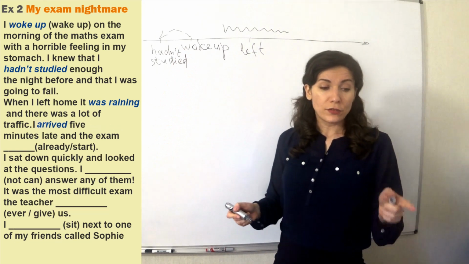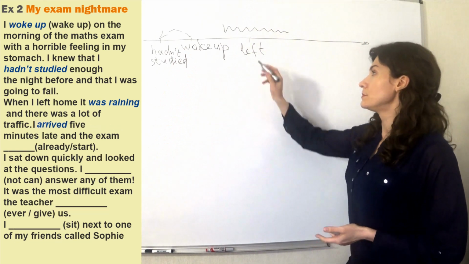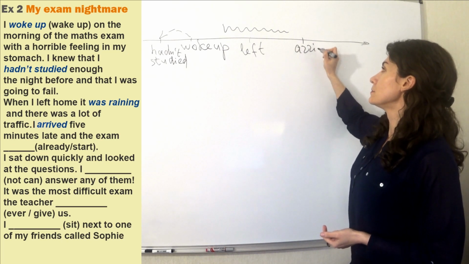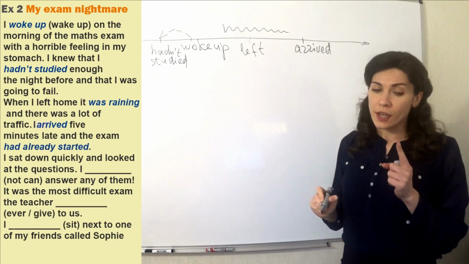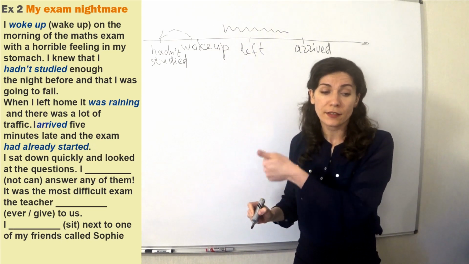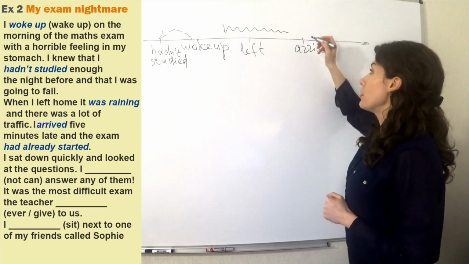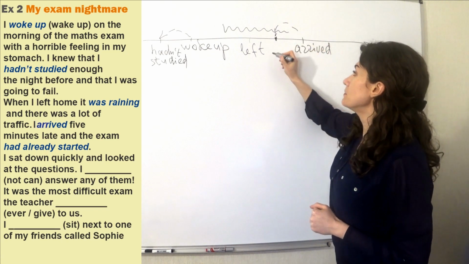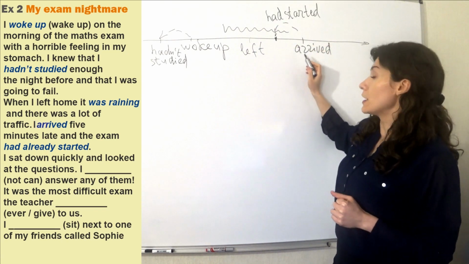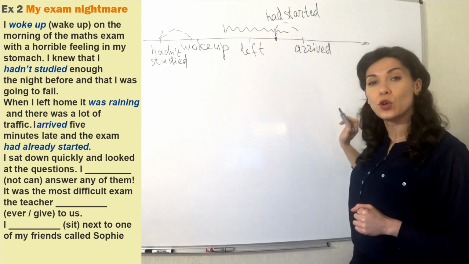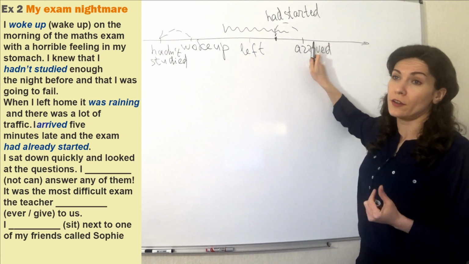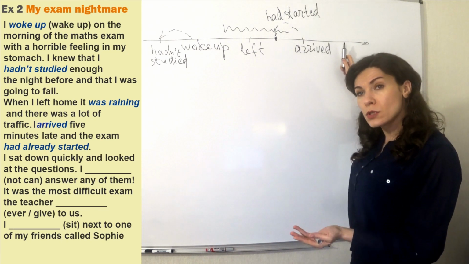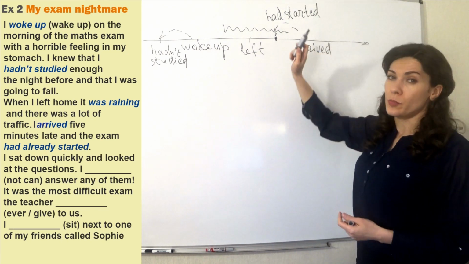I arrived 5 minutes late, and the exam had already started. Right, this is the past perfect. Had already started somewhere here. Well, can I say I arrived and it started? No, because it would mean that first I arrived and then it started, so I wasn't late. If I mean to say that I was late, I need to use the past perfect.